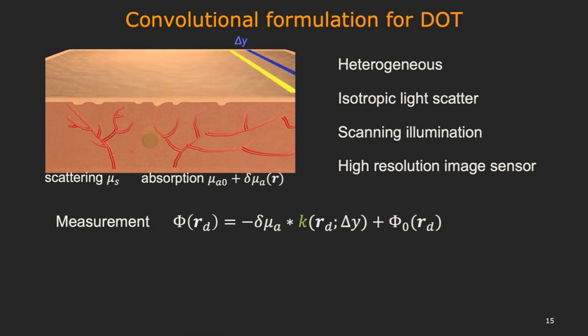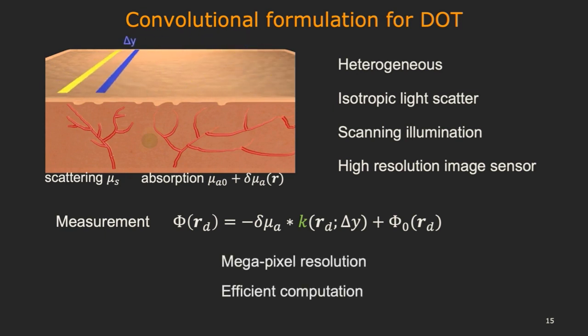The final measurement is contributed by the homogeneous and heterogeneous components, where the homogeneous component on the right-hand side can either be measured or analytically computed given the scattering properties of the surrounding homogeneous material. The heterogeneous component is formulated as the 3D convolution between unknown absorption variation and a controllable sensitivity kernel.